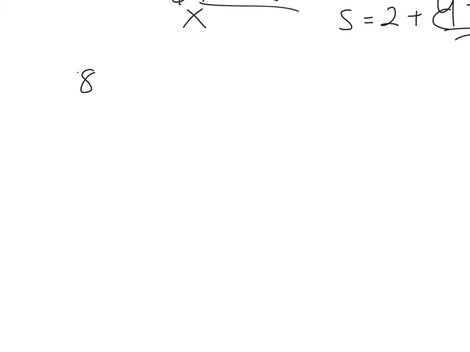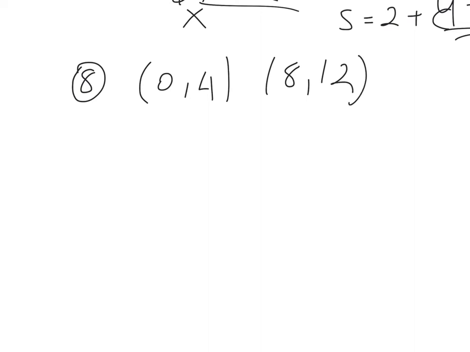Example 8. Often these questions are given to you without a diagram, and it's just important that you interpret the question correctly. So if you think about the point 0, 4, if I don't have a diagram but I can visualise where that goes, it goes through the y-axis at 4. So that's my y-intercept, so I do have c there.